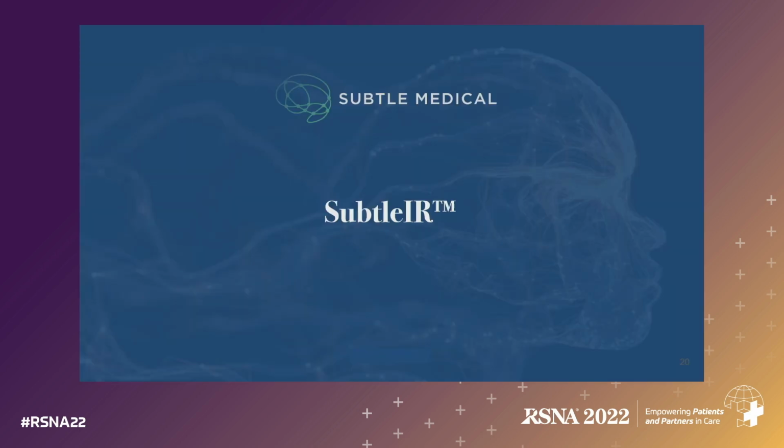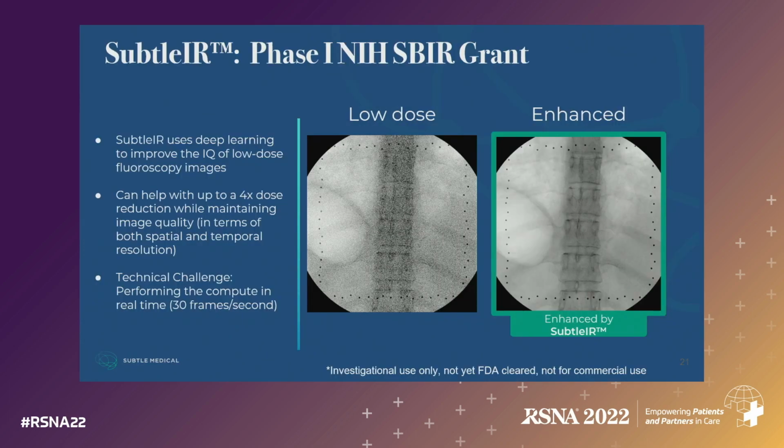Our other radiation project is focused on fluoroscopy. Fluoroscopy is a common procedure in 50 million surgeries annually in the US alone, and it can result in large radiation doses to both the patient and the clinician. Subtle recently received an NIH grant to apply our denoising methods to fluoroscopy. The primary technical obstacle for fluoroscopy is the need for extremely fast processing in order to have a real-time display during the intervention. We were able to implement our technology at 30 frames per second while maintaining high-quality images at only 25% dose.